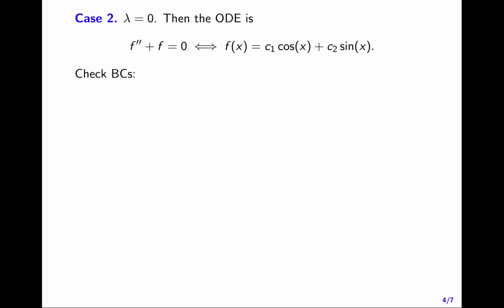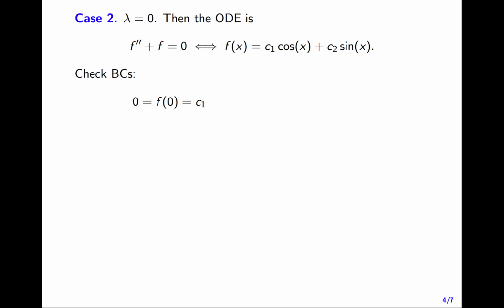So now we'll consider the case lambda equals 0. Here the ODE is f double prime plus f equals 0. And of course the general solution to that is f of x equals c1 cosine of x plus c2 sine of x. We check the boundary conditions as before.